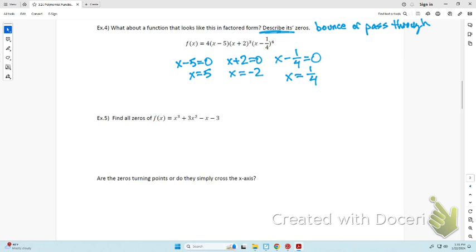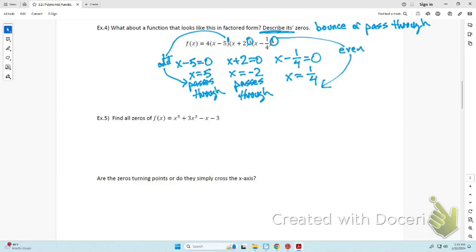Because this has an imaginary 1 for an exponent, the 5, it's odd. Therefore, it passes through. Look at negative 2's exponent. It's a 3. That's odd. Therefore, it passes through. And then 1/4 has a 4 for an exponent. It's even. Therefore, it bounces. And that's it. That's all number 4 is asking.